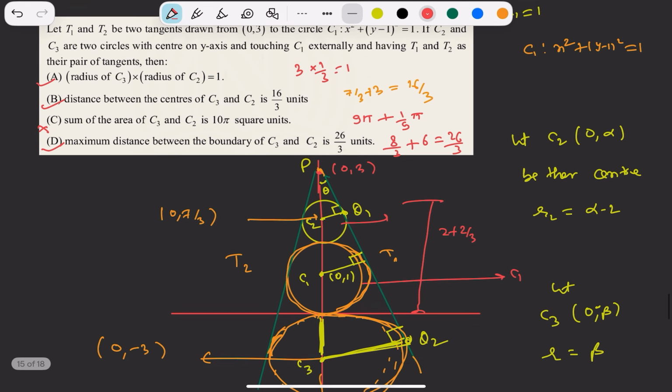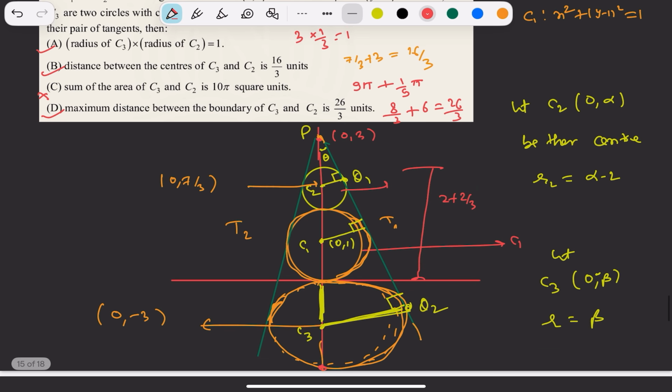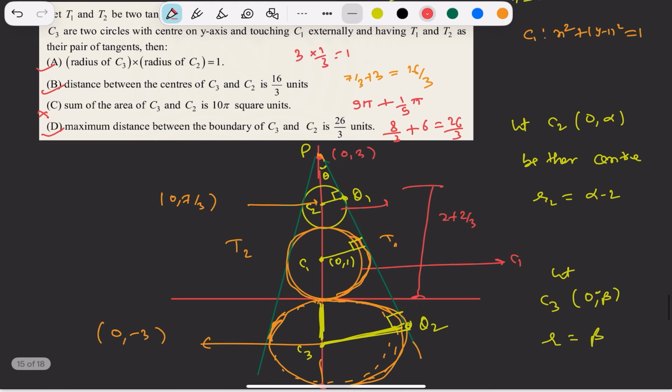So basically using the geometry, this question is quite easy. I think the graph is quite messy, but if you watch the video carefully, you will get it.